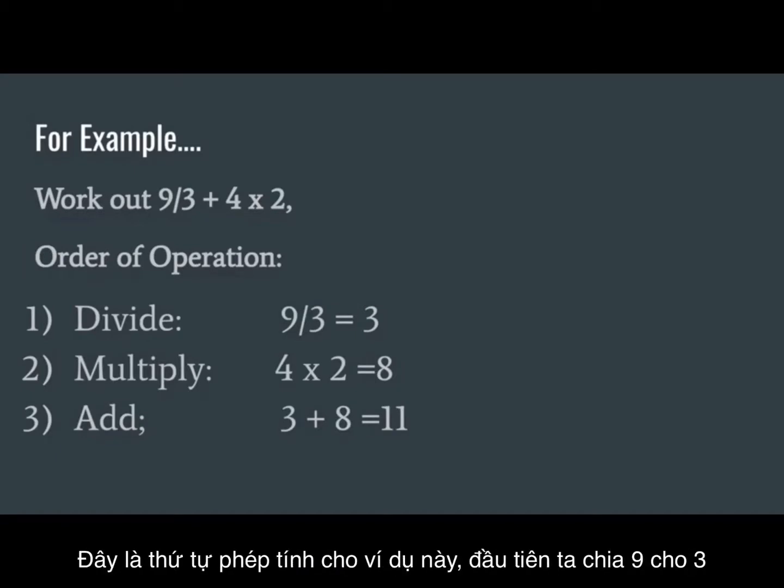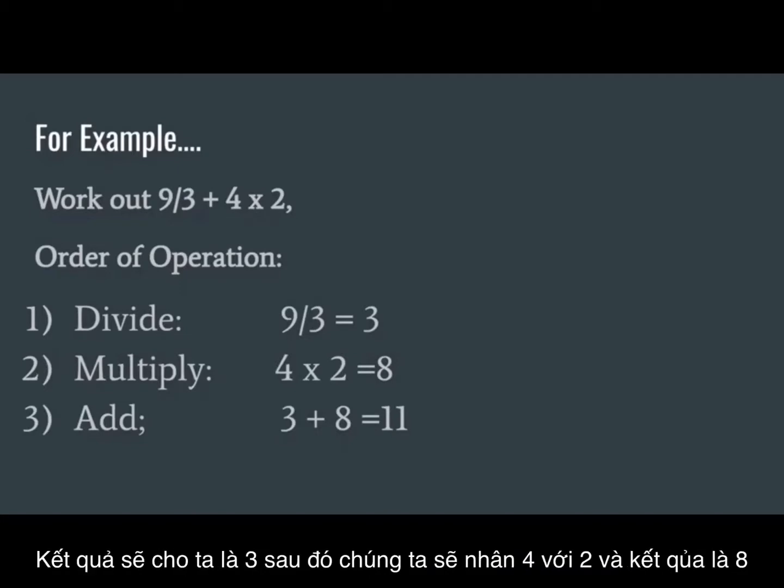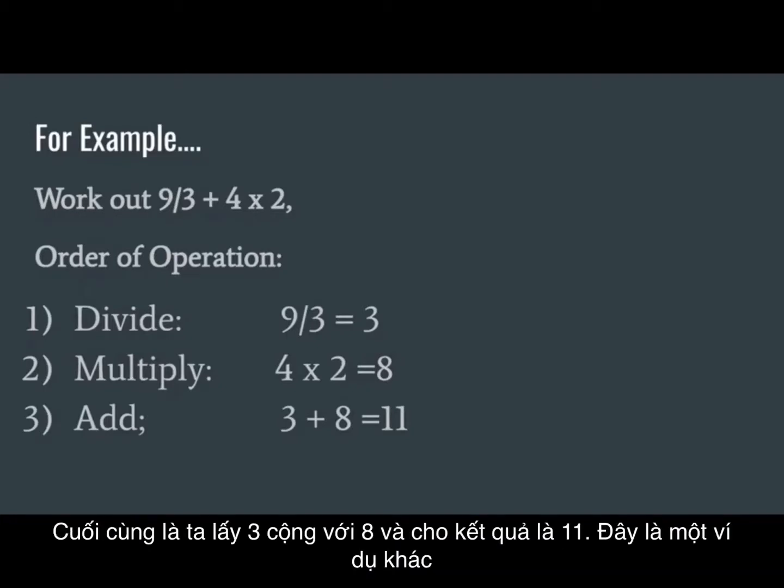So, here is the order of operations. First, we take 9 divided by 3, that gives us 3, and then we multiply. We take 4 multiplied by 2, which gives us 8, and then we add them together, which is 3 plus 8, that gives us 11.